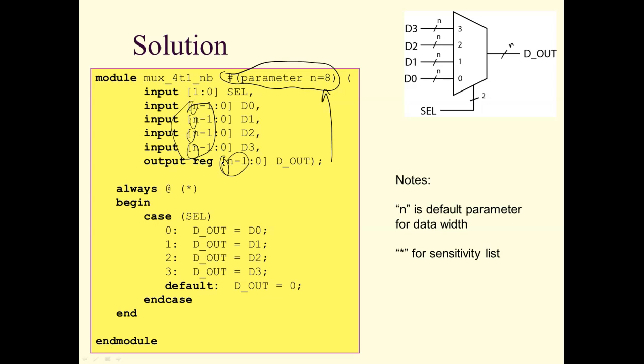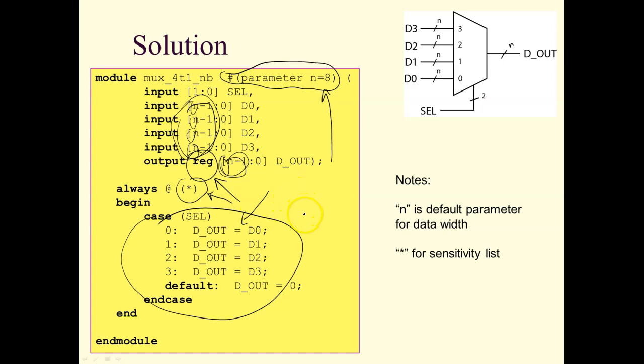And so other than that, this part of the code looks exactly the same. I have used the star operator, which essentially is a shorthand notation way of saying that this always block here is sensitive to all the module's inputs, which are the select and data inputs. Do notice a couple of things here: the input width of the data matches the output width of the data, and the output is declared as a reg type because I'm assigning it from within a procedural block, which is the always block. So that's pretty straightforward.